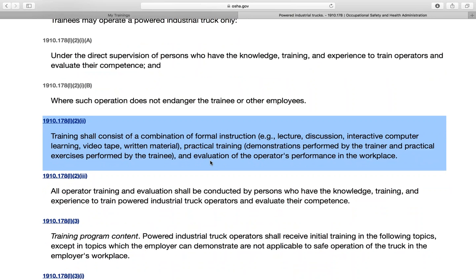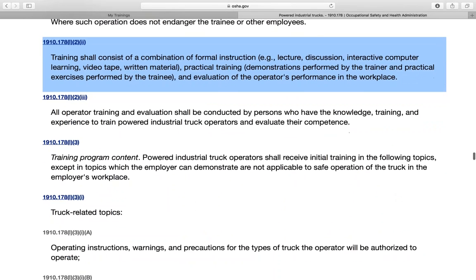And then ultimately, we must evaluate that operator's performance in the workplace. Okay, so we can't send them out to a third party and have them evaluated off-site. They're going to have to be evaluated in a particular workplace where they will be working. Okay, so those are the three requirements. After that, the employer is going to have to certify.